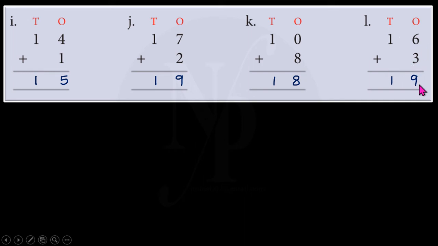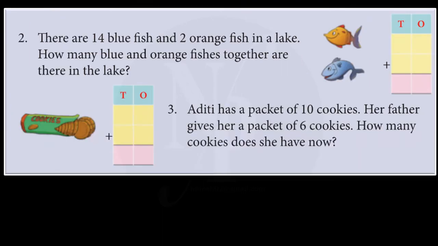This is how you can add a 2-digit number and a 1-digit number as I have shown in these cases. So you have to understand the addition of single digit numbers and 2-digit numbers first, and then you may write the answers in your textbook. Here we have a few story sums. Let us solve these one by one.